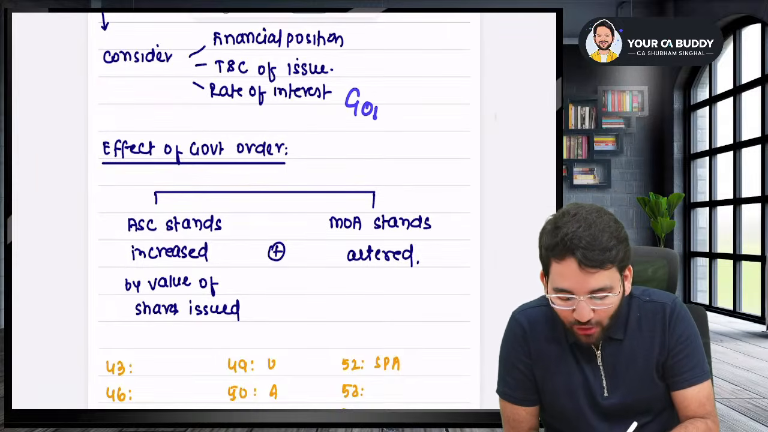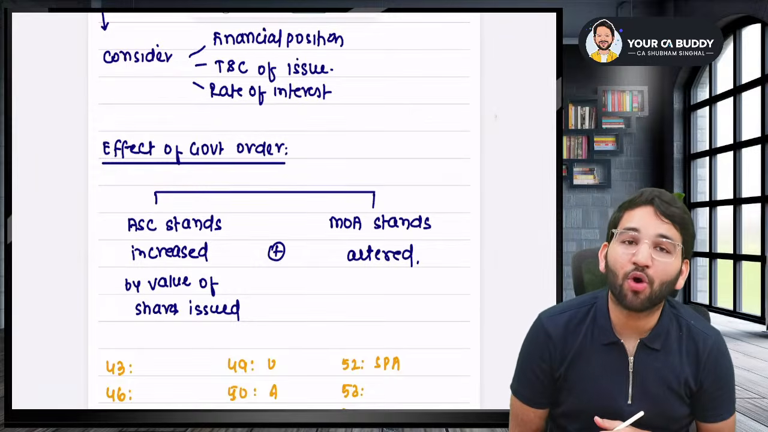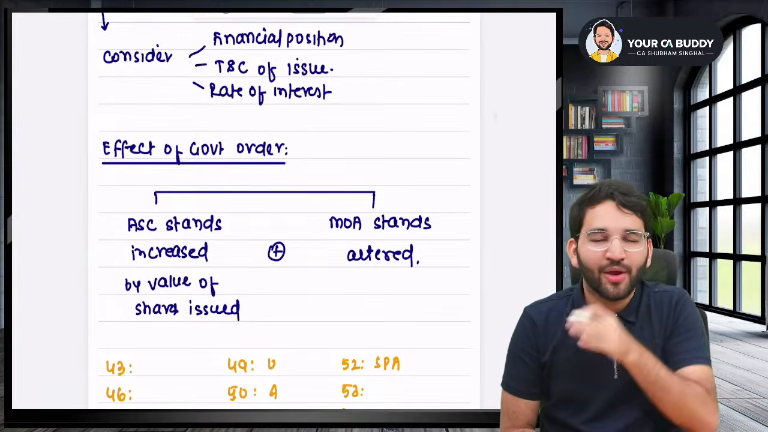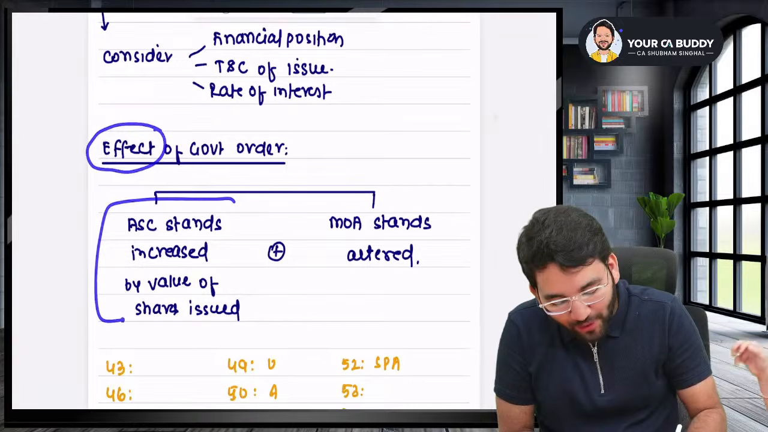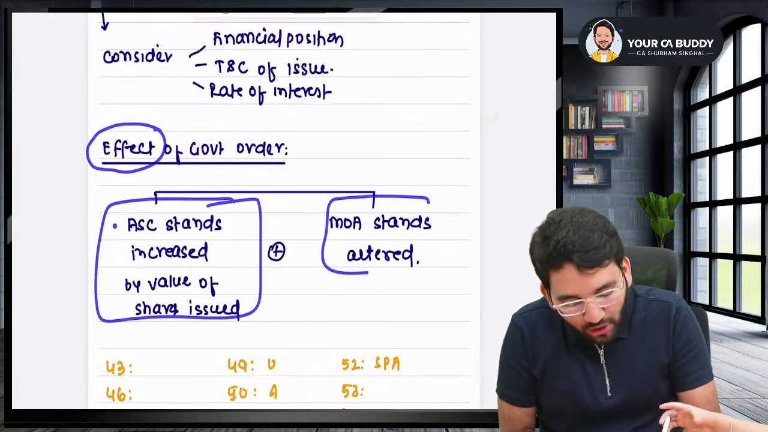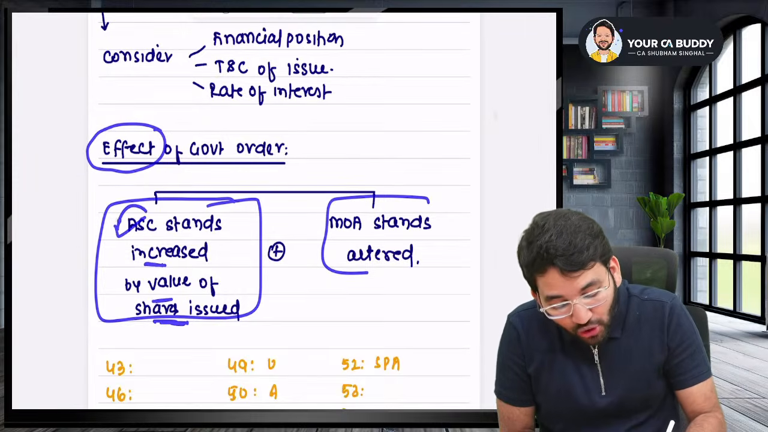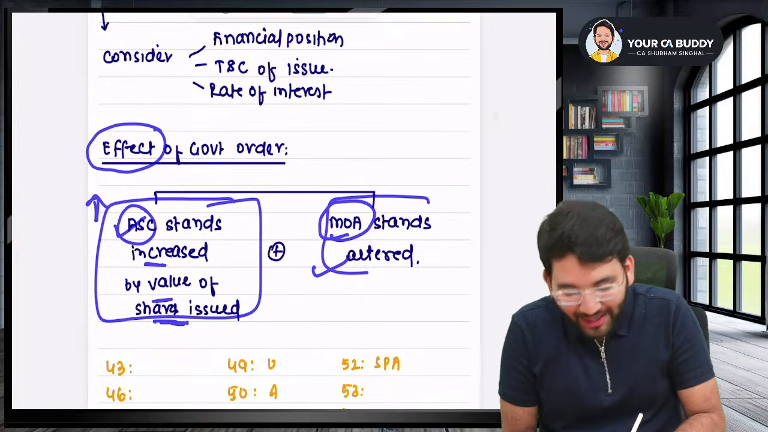Sir, when the government orders the conversion, as in your loan will be converted into equity, in that case there will be two things that will happen automatically. Number one, the authorized share capital will increase by the value of the shares issued. That is, your authorized share capital will automatically increase. And number two, your MOA stands altered.